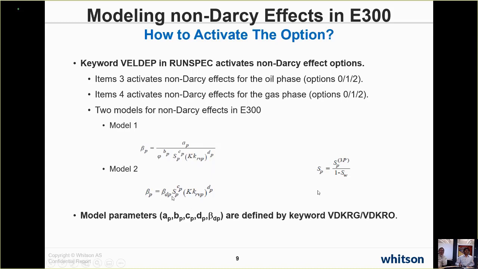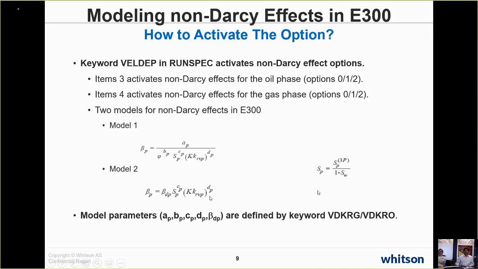We know this BDP, the non-Darcy beta from a single phase gas in the absence of oil phase. And then we know the beta in the presence of oil phase. Then we try to fit and get this relation. Generally we fit with this parameter CP. And here SP is the phase saturation. So for the gas phase, SP, the gas saturation, is divided by 1 minus SWC.